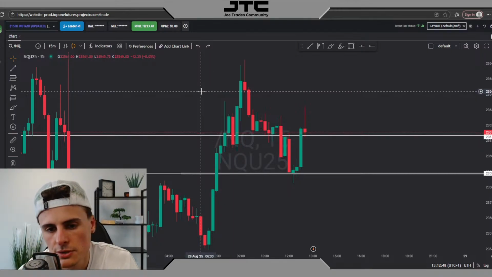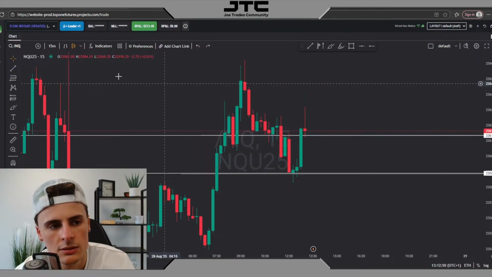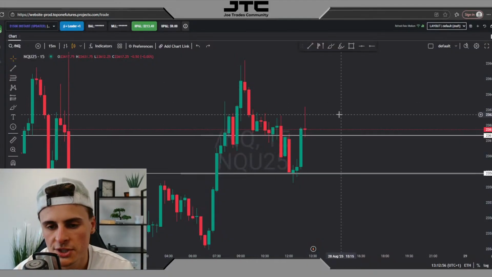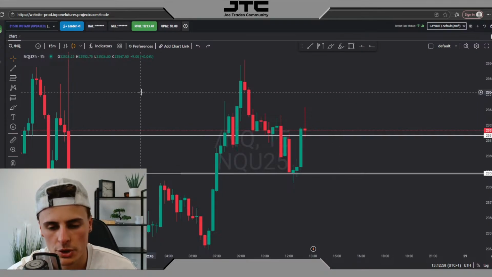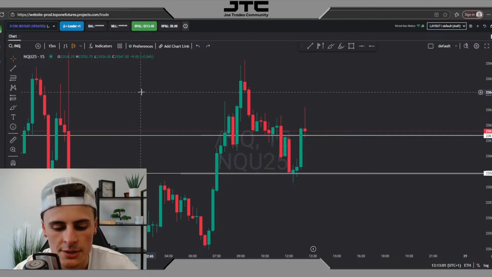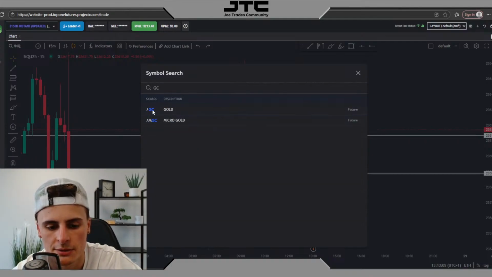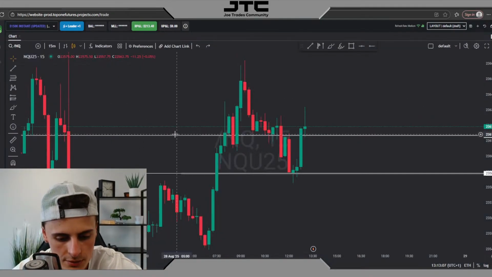Difference between Forex and futures? Do you mean in the charts? Well, if you're trading gold on Forex, it's XAU USD. It's the gold spot chart. On the futures, it's GC. Or if you want to trade micros, it's MGC. If you just type in GC, you've got MGC and GC. They're the futures charts.